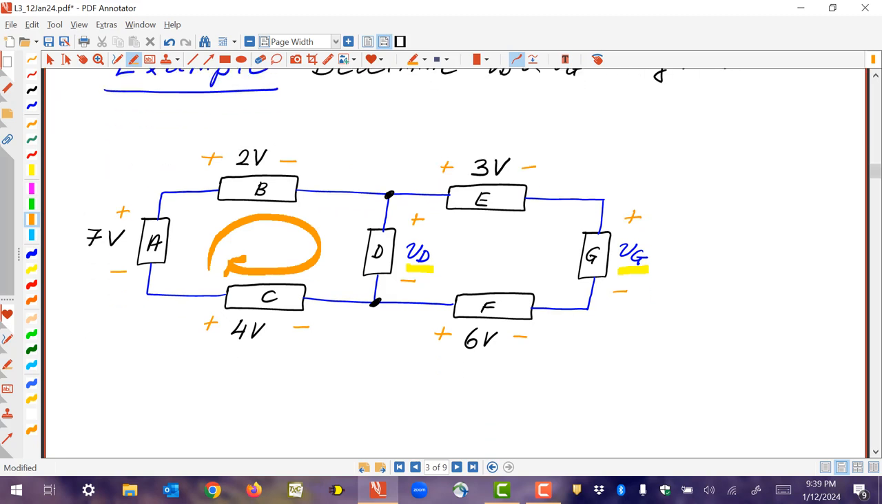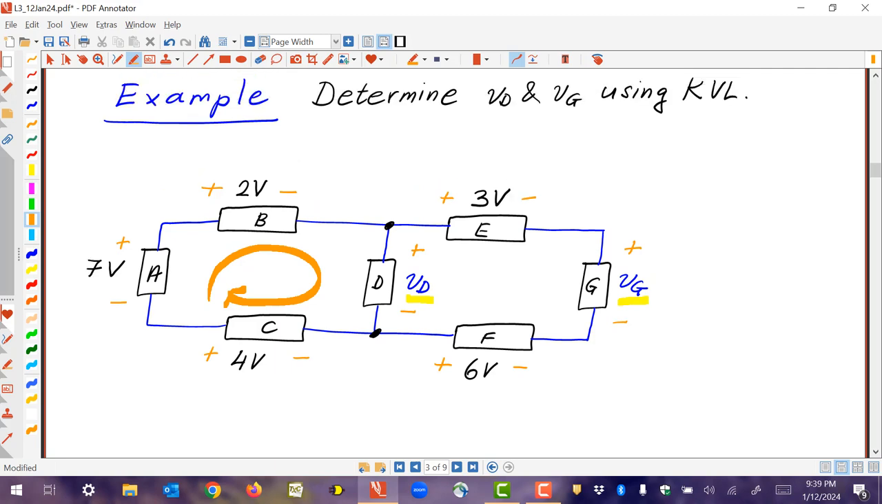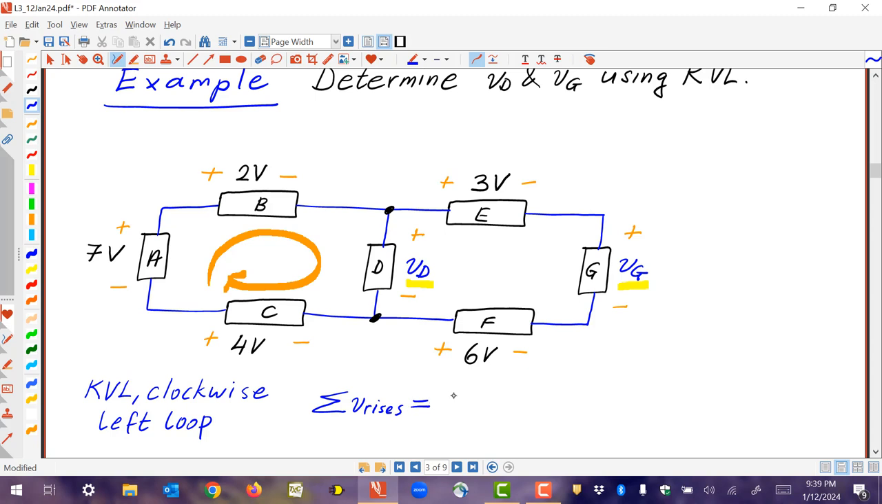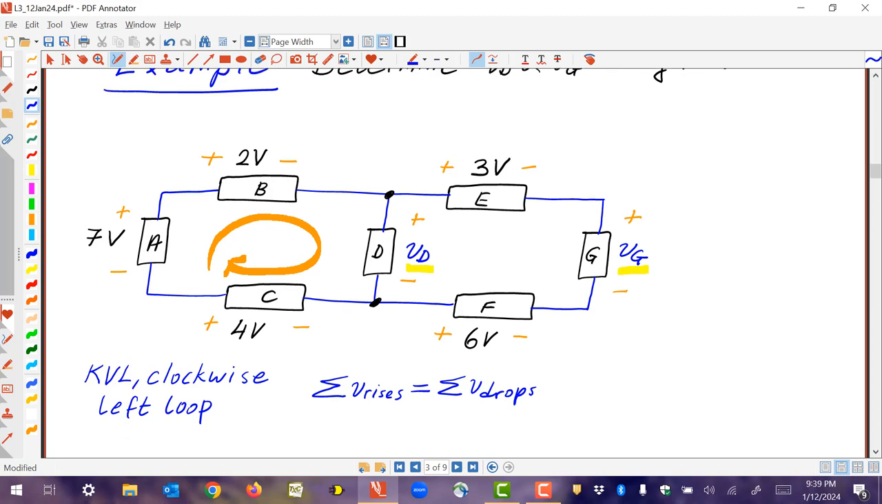So let's do that, and I'll be very specific. I'm going to write a KVL equation, clockwise, in the left loop, as shown in orange. Just a reminder, the formulation is: the sum of the voltage rises must balance the sum of the voltage drops. I can start at any point that I like. I tend to go to the lower left, but you can start anywhere. Let's say I start here.